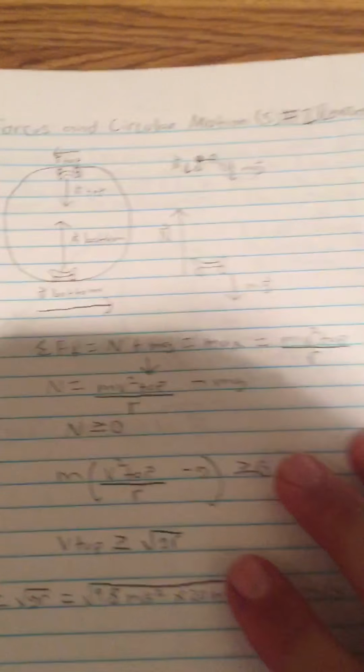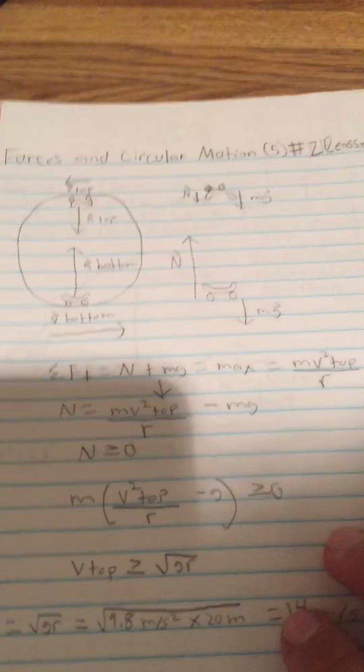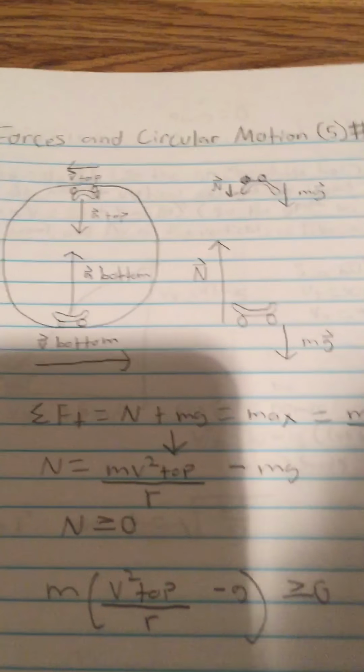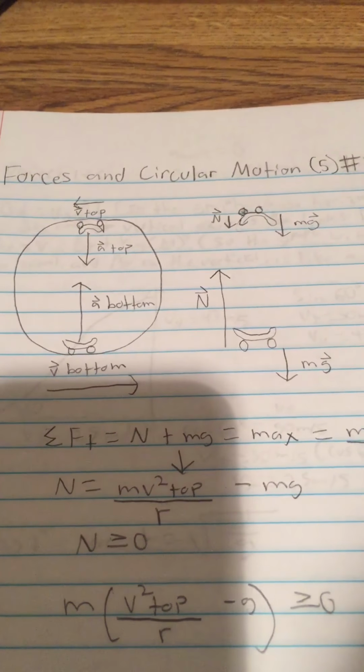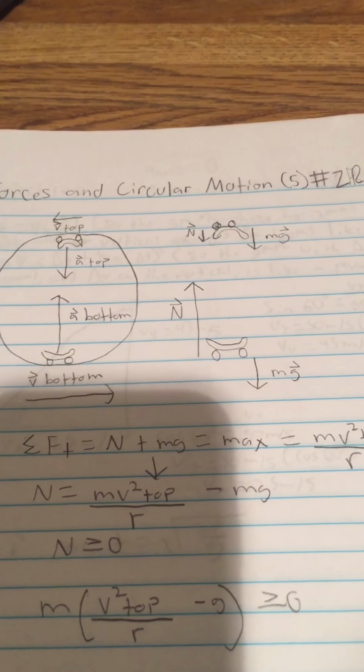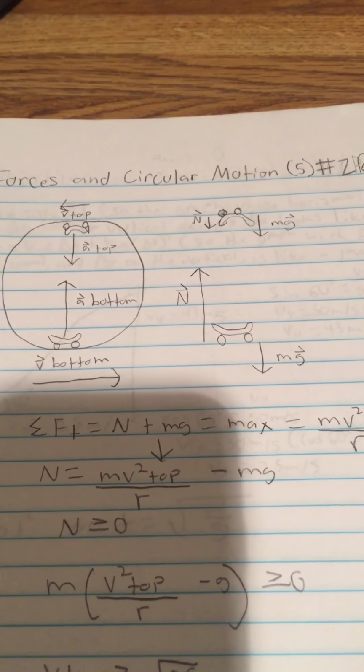Okay, Dr. Lane, this problem is actually really interesting. So what we have is a roller coaster that includes a vertical circle loop of a radius of 20 meters. What is the minimum speed at which the car must move at the top of the loop so that it does not lose contact with the track?